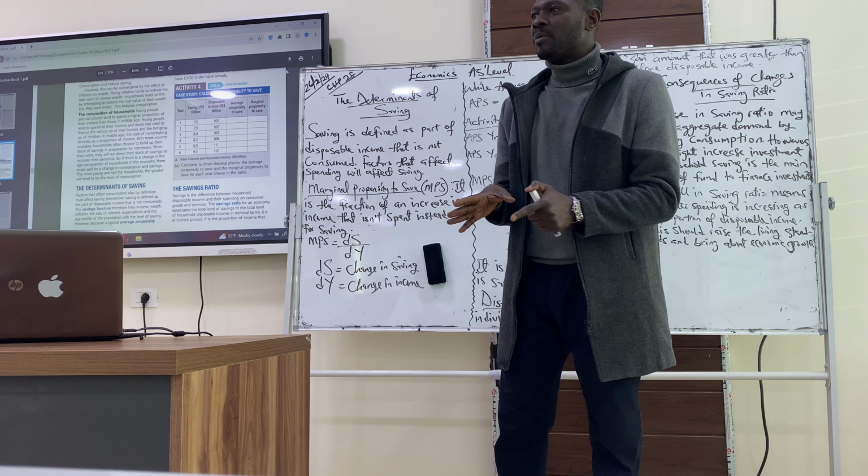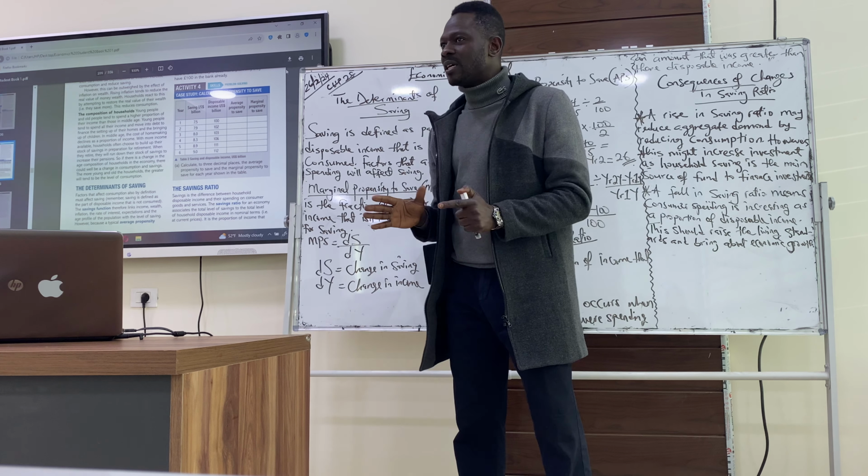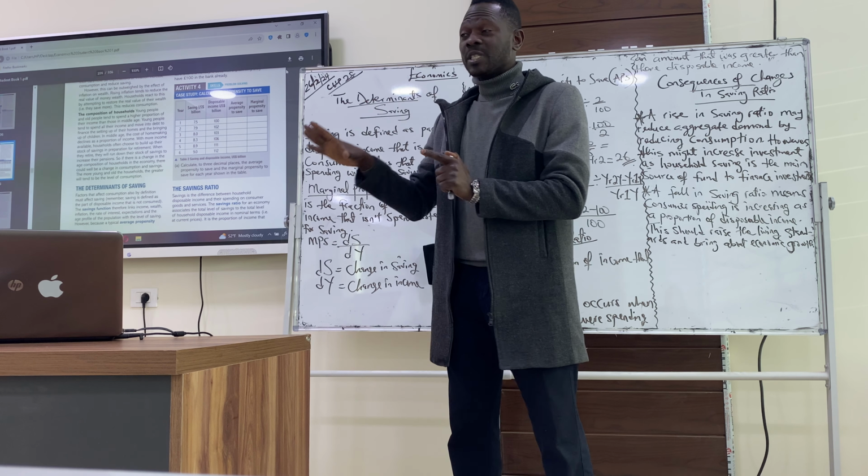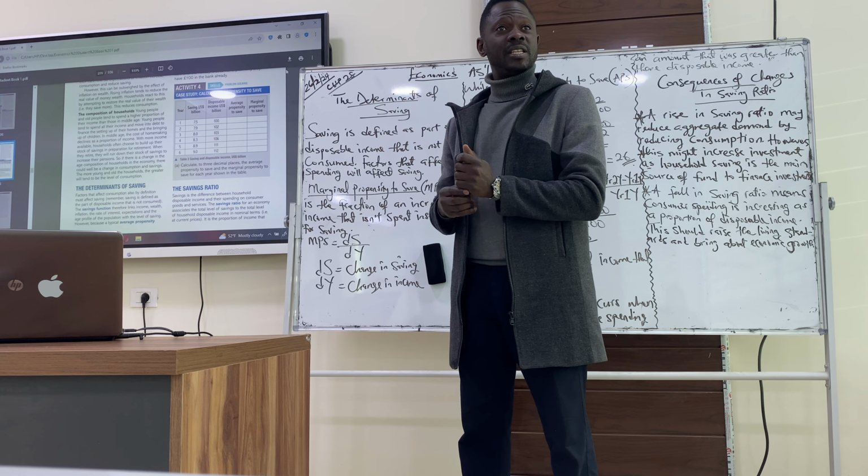Last, stop writing, please. So, this is the last thing about chapter 28, the determinants of saving. When we talk about saving, saving is that part of our disposable income that we didn't spend. And what is disposable income? We said it is the amount of money that is available for a household that he or she can either spend or save. So when it comes to savings, it means that disposable income that we have, we didn't spend it. That is what saving is about.